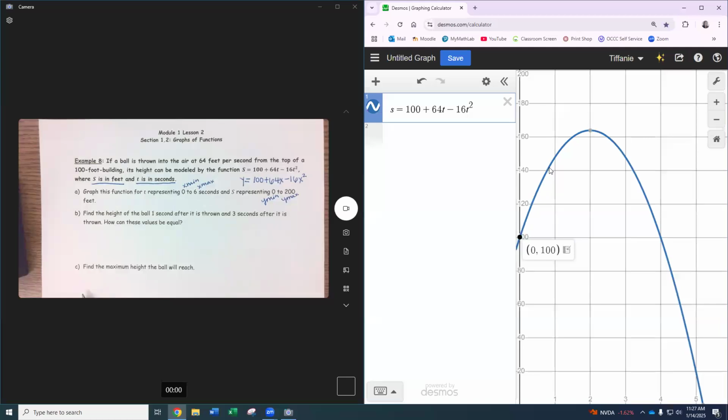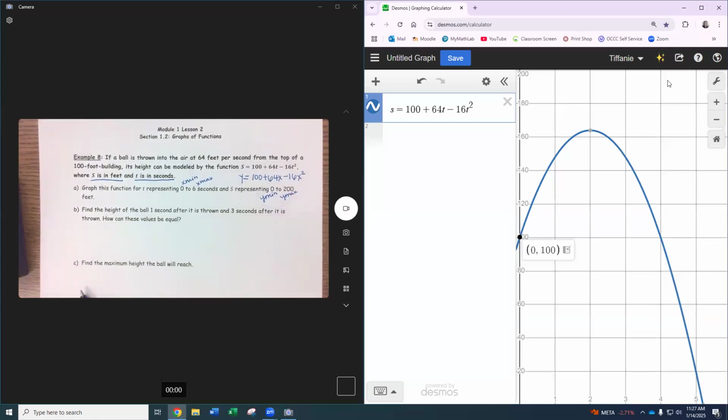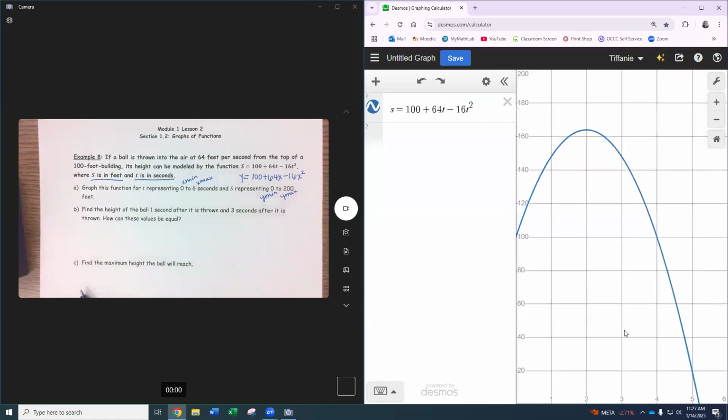Why, when I throw this ball in the air, is it eventually going to come back down? Why won't it just keep going up forever when I throw it up? And that's our gravity, right? So with these, you'll always see a negative 16 with that squared variable, and that's representing our gravity. Okay, so here's kind of the trajectory of this ball that we threw.